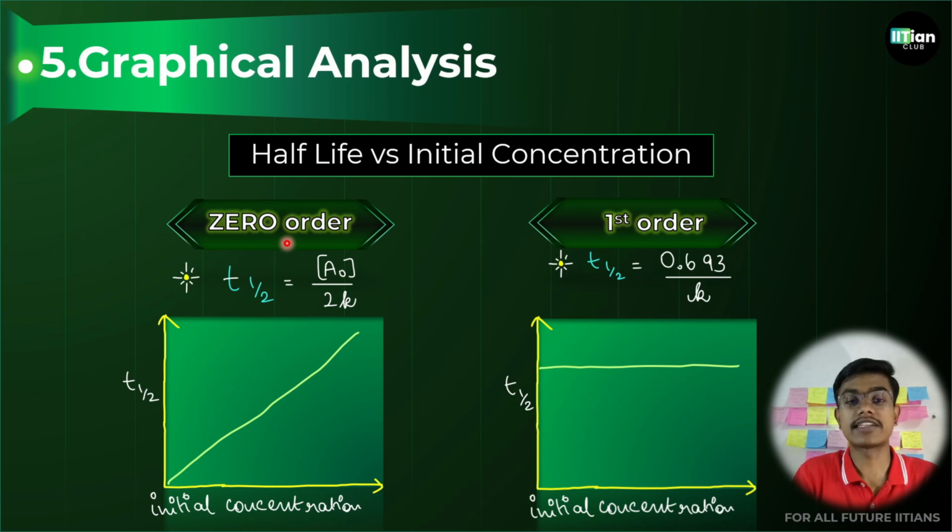When it comes to zero order reaction, half-life is given by A0 by 2K. It is directly proportional to the initial concentration. So the graph will be a straight line, y equal to x. I hope you got this analysis.